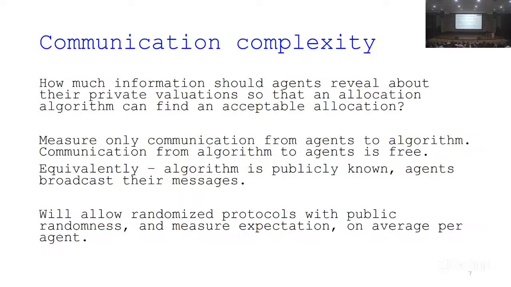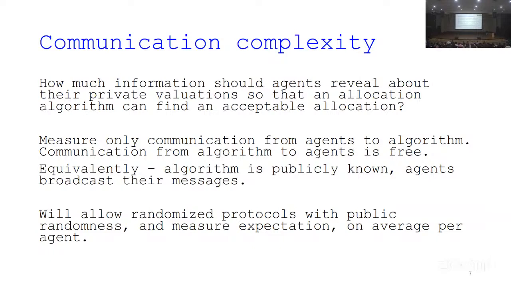And we'll discuss the communication complexity of allocation algorithms that allocate the items. Initially, only the agents know their own valuation functions, and they need to somehow communicate it to the algorithm so that the algorithm can produce a fair allocation. And the question is, how much about the valuation functions do they need to reveal? Do they need to describe it completely, or is it enough to describe only some parts of it so that you can get to a fair allocation?